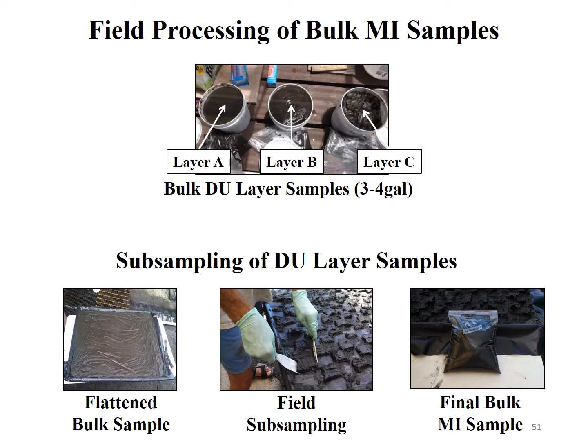So we spread the sample out very thinly and used, in this case, plastic paint scrapers to subsample systematically, randomly, kind of like in a checkerboard fashion throughout the depth of that interval. And we created 3 subsampling replicates out of each bulk sample here. And that got each subsample down to a gallon size that we could send to the lab for processing.